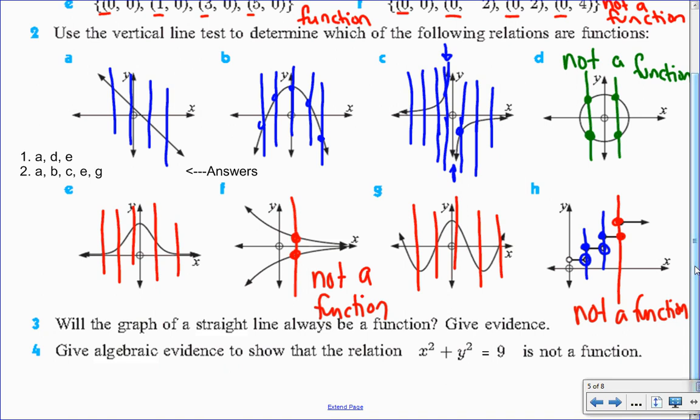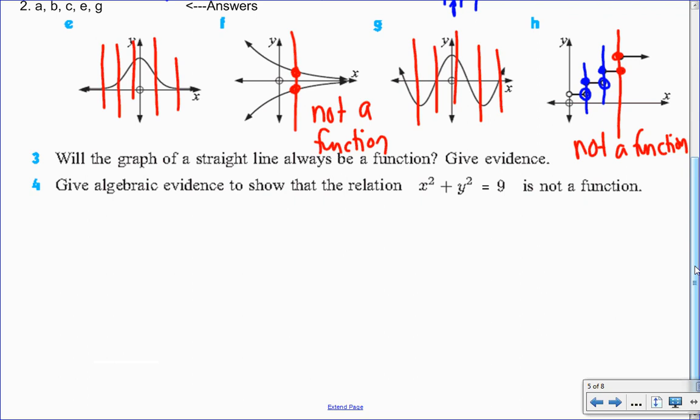Okay, these are some good questions down here. Will the graph of a straight line always be a function? So thinking about that, we can see in letter A we have a linear equation. If you think about a certain type of straight line, we have a vertical line. This will not pass the vertical line test, because if we were to draw a vertical line over that for the vertical line test, it would hit an infinite number of points, which means it does not pass the vertical line test.